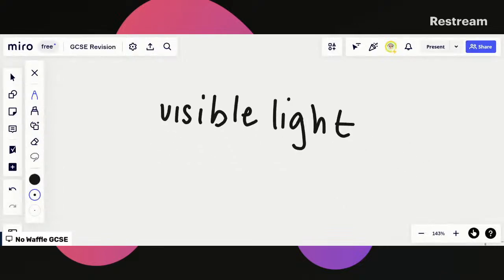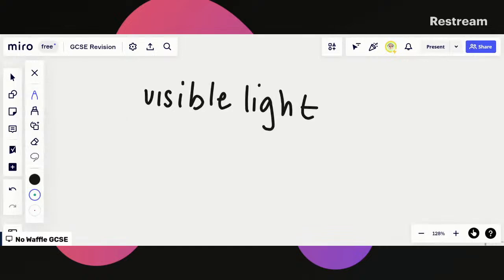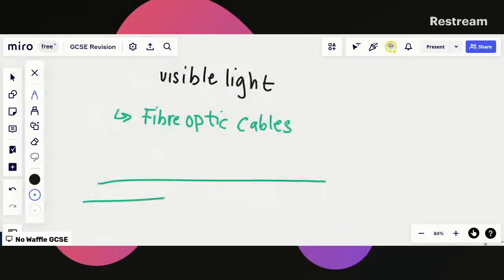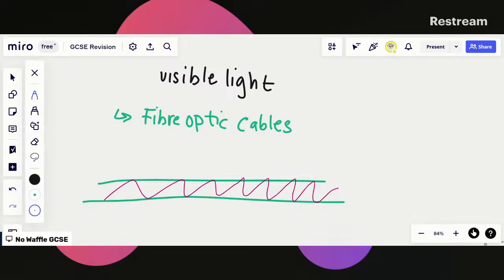So when we're talking about visible light, a key thing is that fiber optic cables use visible light to transmit data. You may have heard of fiber optic cables if you ever see an advert for things like Sky. The reason they're advertising fiber optic cables is because, instead of a normal metal wire where electrons are transferred along the metal, it's a glass tube. And because it's a glass tube, it causes the light rays to bounce as they are being transferred.